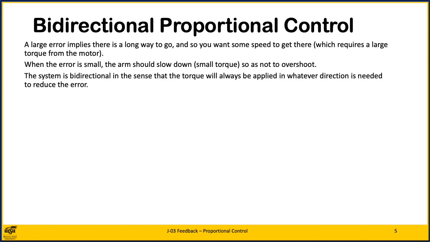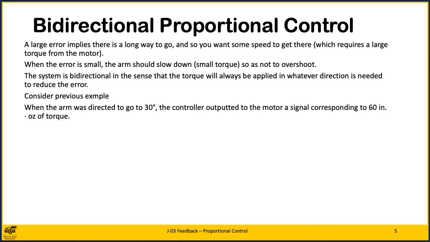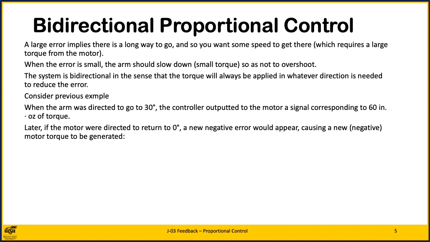Also, note that the system is bidirectional in the sense that the torque will always be applied in whatever direction is needed to reduce the error. For example, consider again the system shown in the previous example. When the arm was directed to go to 30 degrees, the controller output to the motor a signal corresponding to 60 inch-ounces of torque. Later, if the motor were directed to return to 0 degrees, a new negative error would appear, causing a new negative motor torque to be generated.